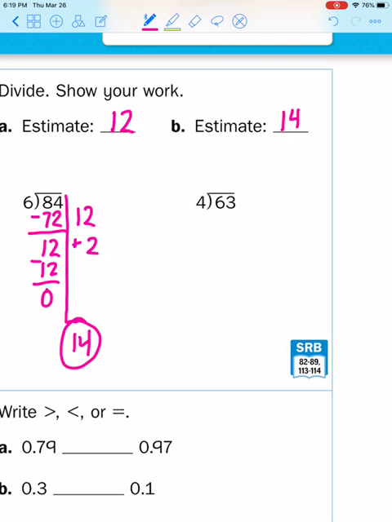Around 14. Okay. So if we estimated 14, and I know that 4 times 14 is 56, so you have to do 63 minus 56, which is 7. Right away, I know I'm going to have a remainder because 7 is not a multiple of 4. 4 times 2 is 8, which is too much. So I have to do 4 times 1, which is 4.